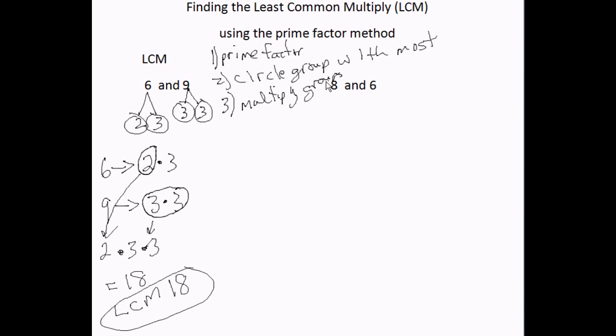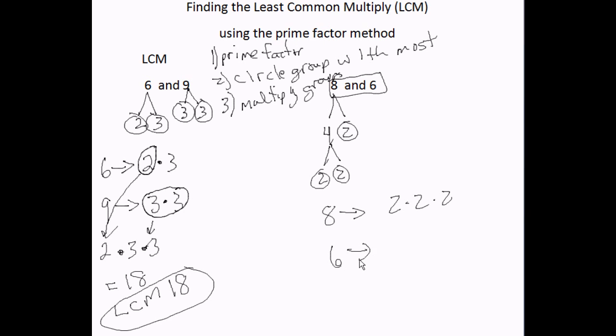Okay, let's try the next one over here. 8 and 6. Prime factor 8. 4 times 2. 2 is prime. 4 is not prime, so I have to branch that out again. 2 times 2. So the prime factors of 8 are 2 times 2 times 2. 3 2s here. I'm going to prime factor 6, and we already did that on the other side, but let's do it again. 2 times 3. Prime factor of 6 is 2 times 3.